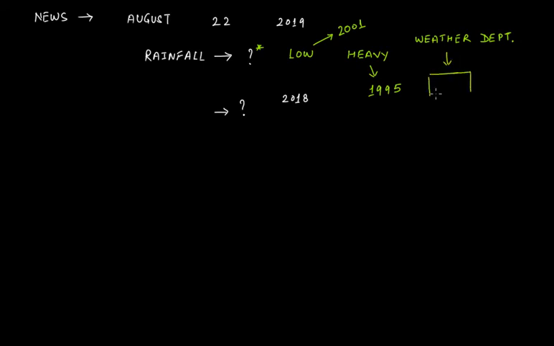They would be collecting data of rainfall, temperature, maybe snowfall and all. All this data is collected by the weather department, and they would be telling the news agencies, or releasing bulletins every day, about the condition of temperature, rainfall, or snow.